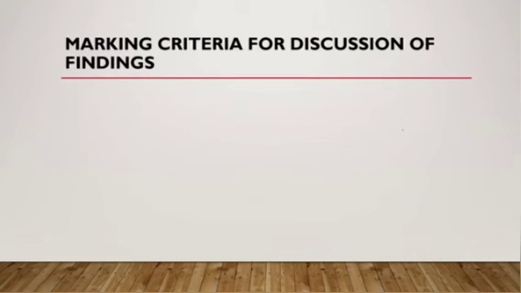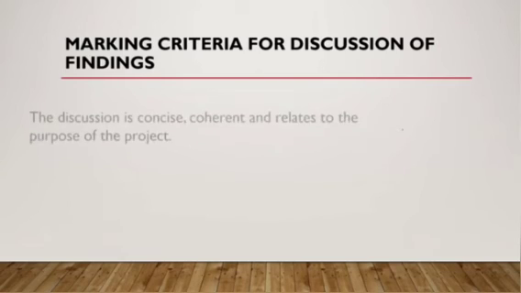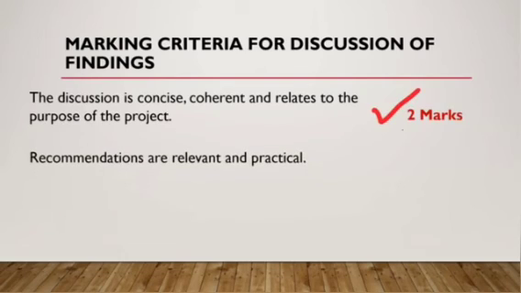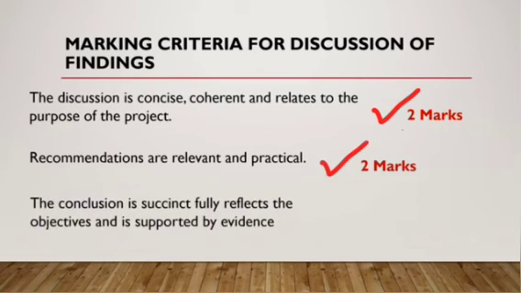Now let us juxtapose our discussions of findings with the marking criteria. If the discussion is concise, coherent, and relates to the purpose of the project, then 2 marks are awarded. If the recommendations are relevant and practical, then 2 marks are awarded. If the conclusion is succinct, fully reflects the objective, and is supported by evidence, then 2 marks will be awarded, for a total of 6 marks.